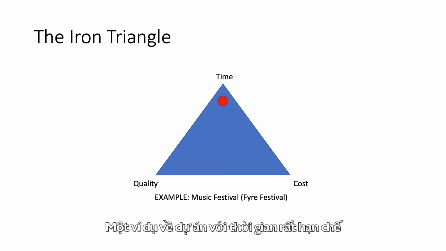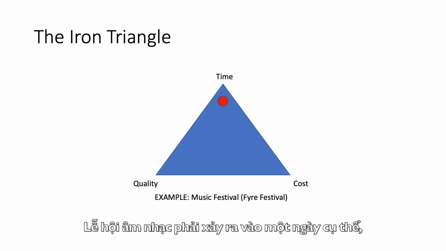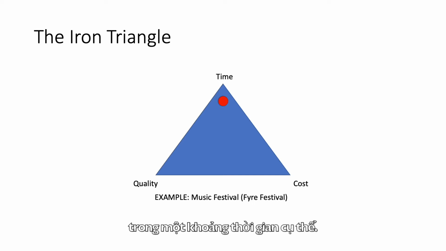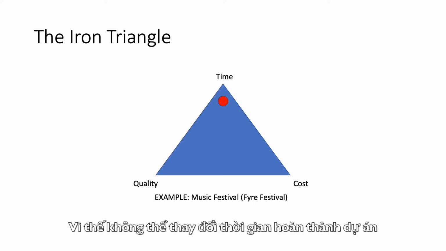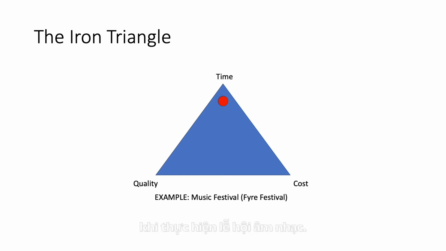So in this particular diagram, we have the red dot near the time corner. And an example of a highly time-constrained project is the music festival. For example, the music festival has to happen on a very specific day, on a very specific time, and so there is no flexibility on when the project comes to completion around a music festival.